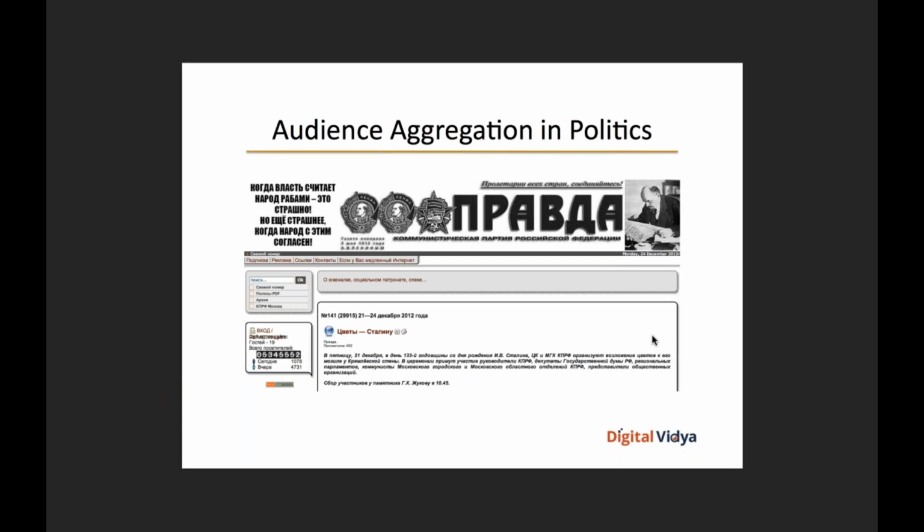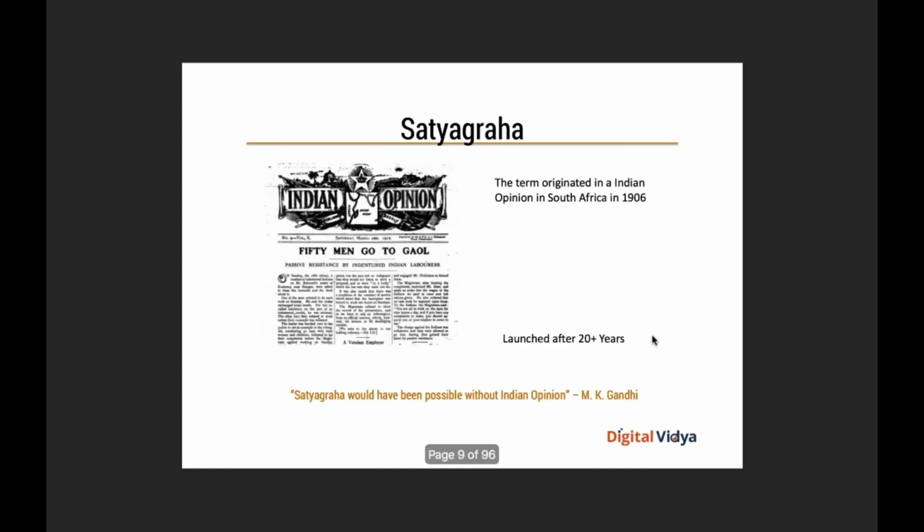And this has been used since time immemorial in politics. For example, this Prabha was a mouthpiece of Lenin for the Communist Party, which was headquartered in Moscow, and it was used for influencing public opinion on the Communist Party's policies, whatever kind of decisions they were making, the thinking behind the decisions, and so on and so forth, and selling the larger concept of communism to the Russian people as a whole.